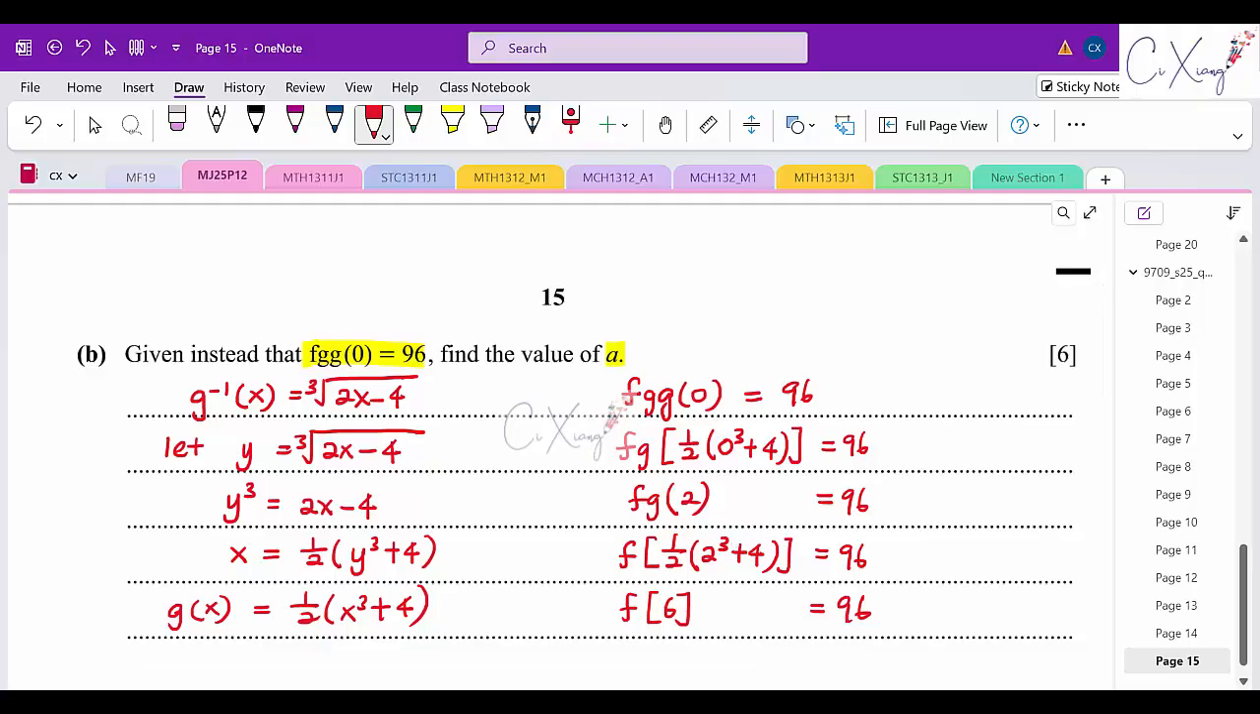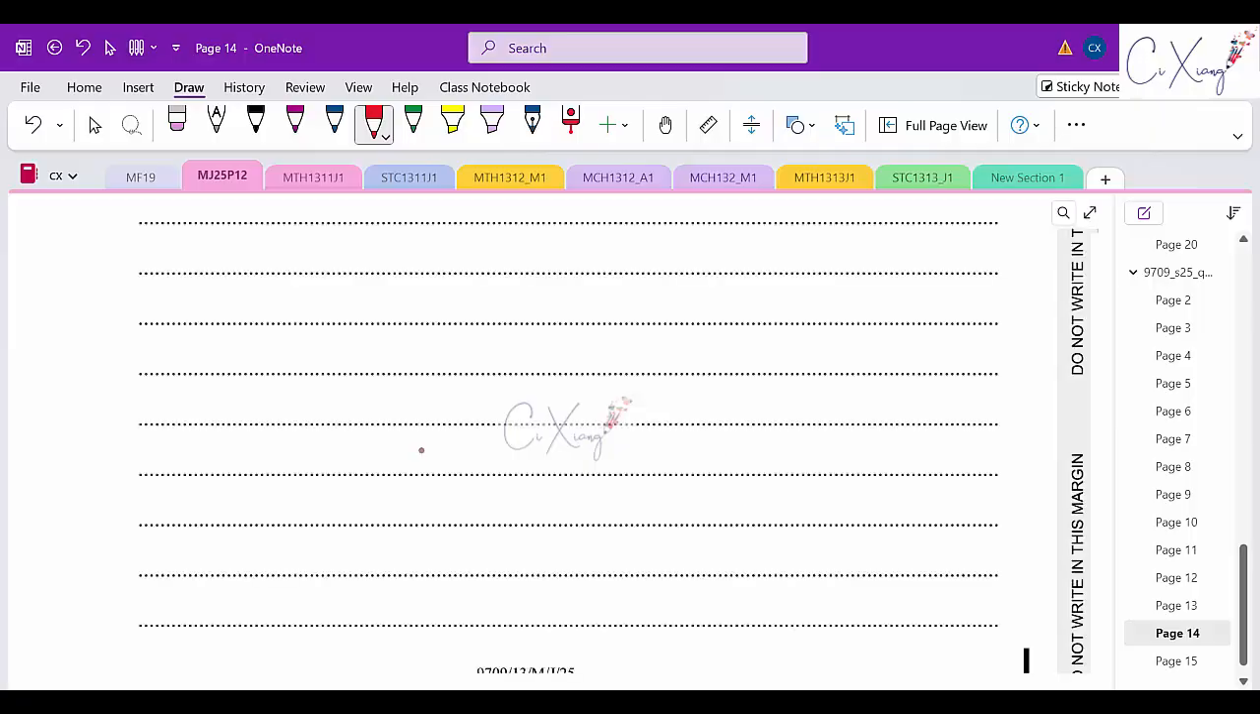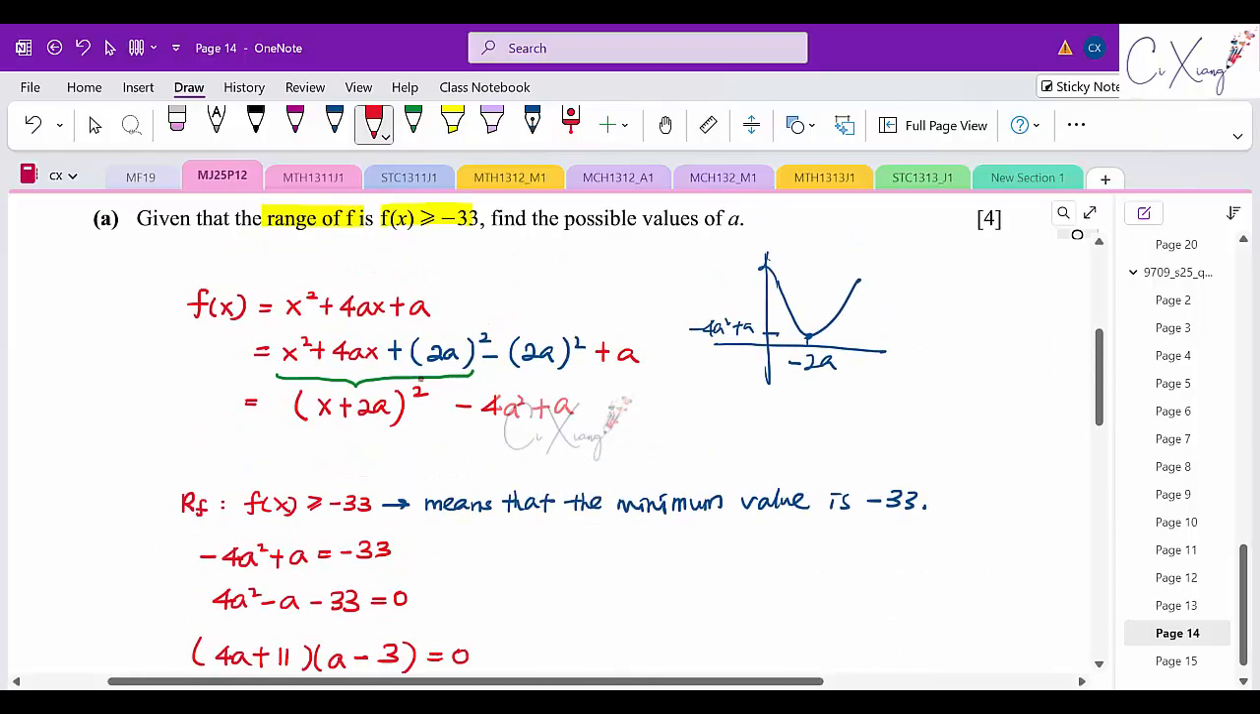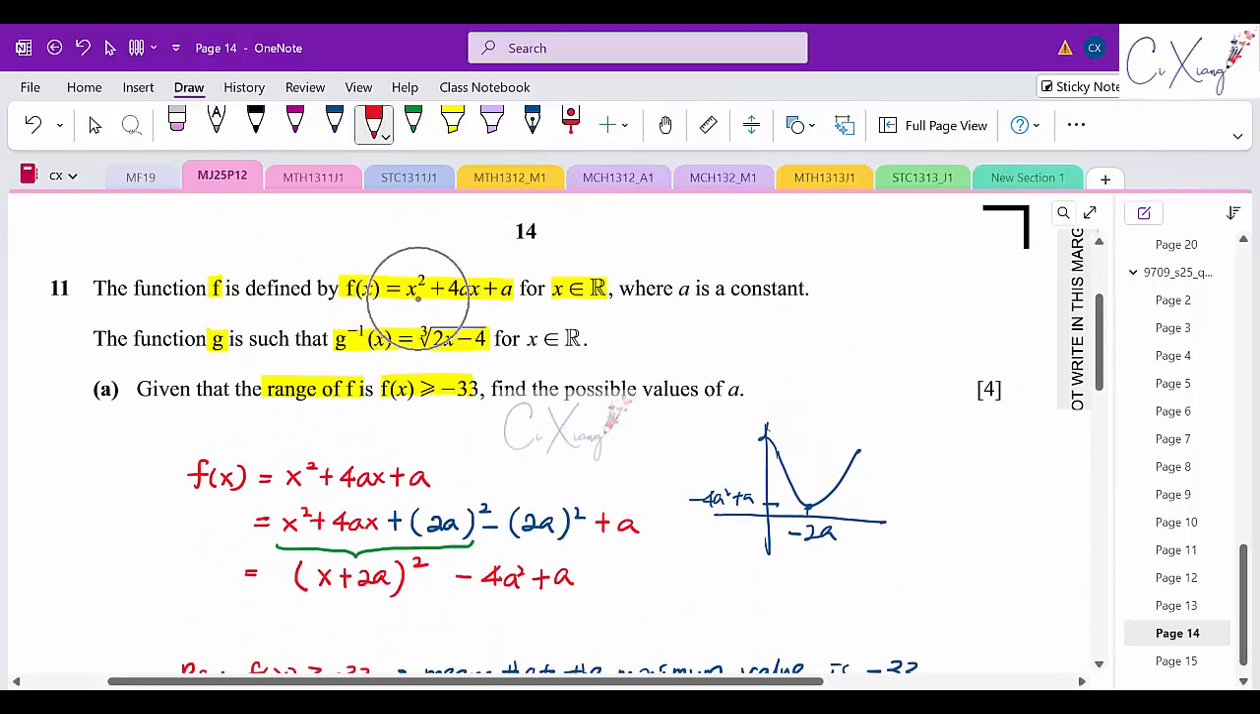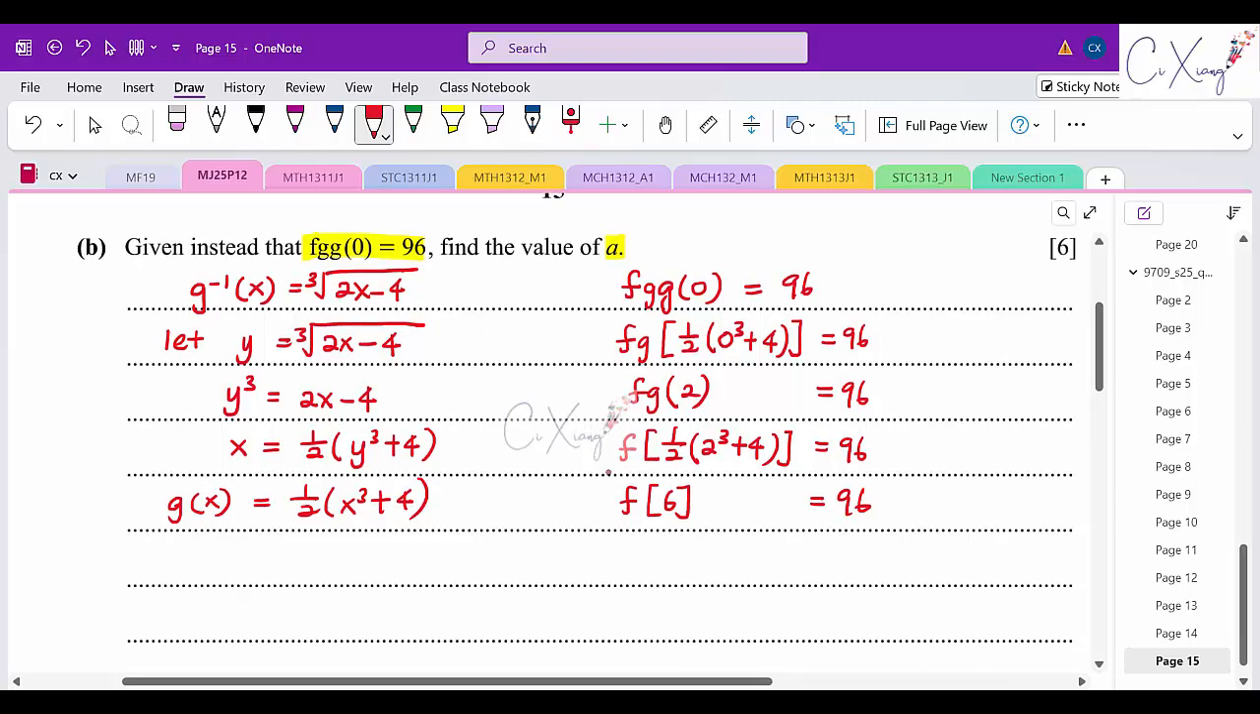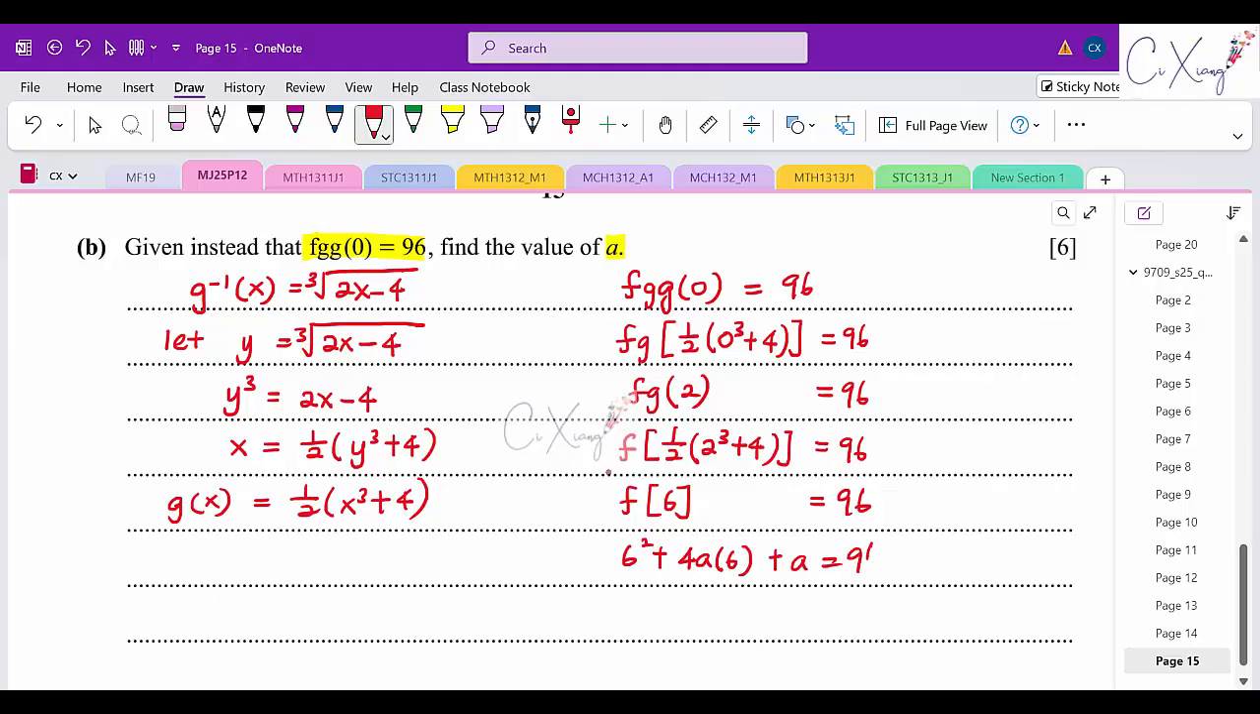And what does it mean? It means that you have to substitute the 6 into the function f. What is the function f that we have just now? So function f is this one: x squared plus 4ax plus a. Okay, so x squared means it will become 6 squared, plus 4ax, so 4a times 6, then plus a. And it equals 96.